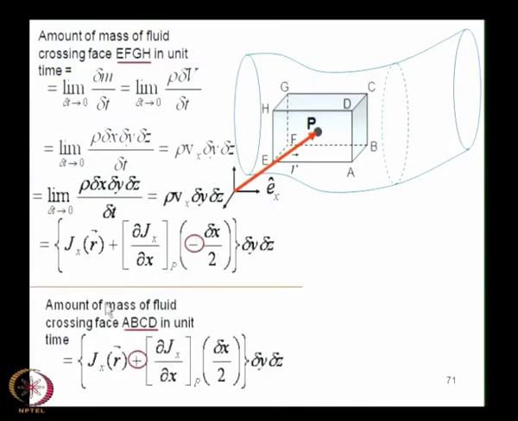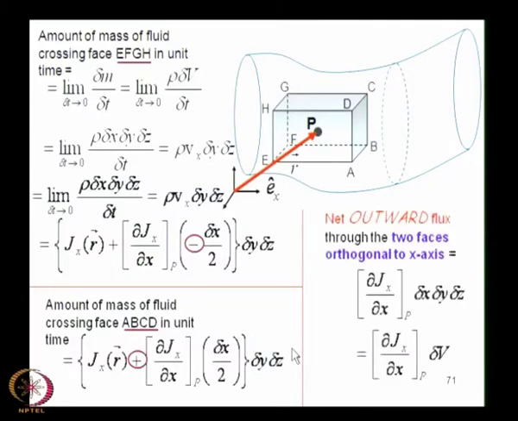So, what about the amount of mass of the fluid which is crossing now the face ABCD, that is where it is exiting from? It will be given by a very similar quantity, which is not quite the value of the x component of the current density vector at the point P, but it will be different from it. The difference will be given by the rate of change of j x with x multiplied by this displacement, which is delta x by 2, and you should add it to the value of j x at this point P. So, that is your result here, that the amount of mass of fluid crossing the face A, B, C, D in unit time is j x plus del j x by del x delta x by 2, and then of course, you have got the surface element which is multiplying it just as before, right.